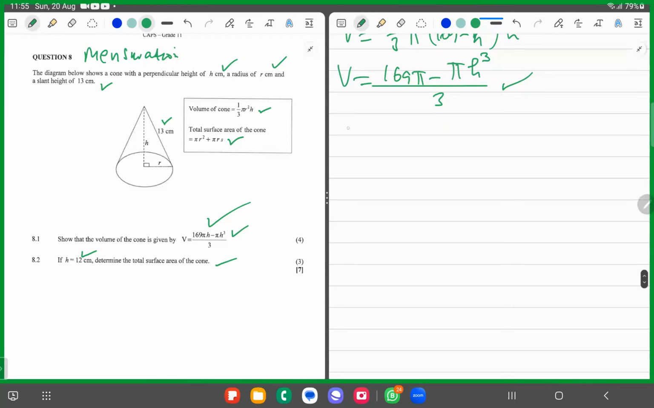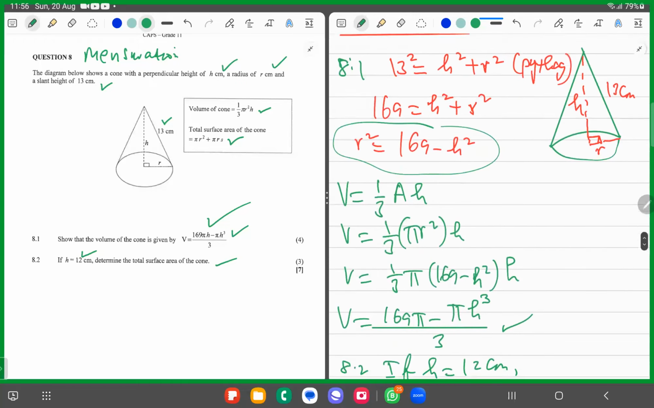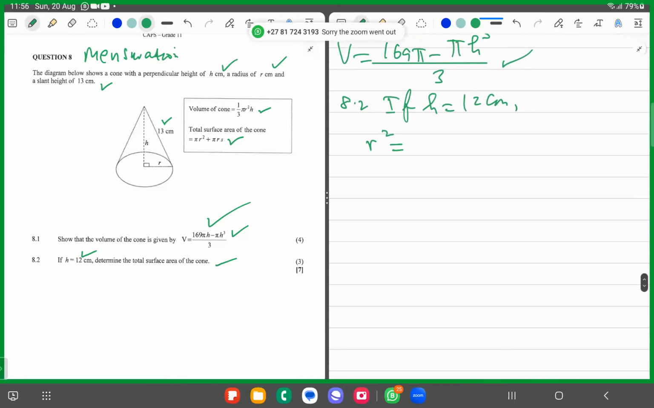Right, so we're going to look at 8.2. In 8.2, you have that h is 12 centimeters. Determine the total surface area of the cone. So which means that at this point, we remember that r squared is equal to what? r squared is 169 minus h squared.